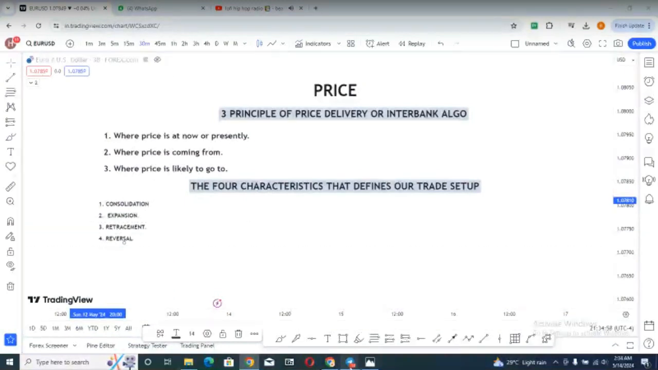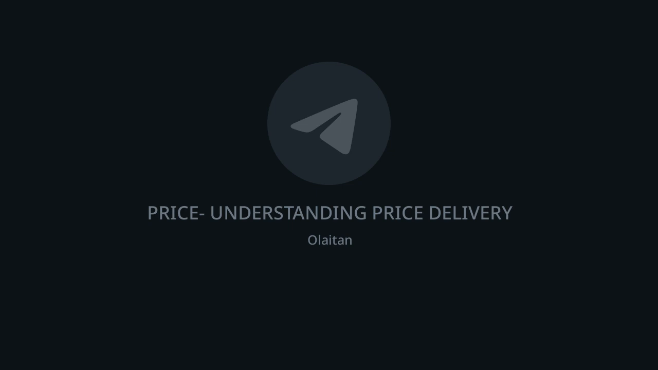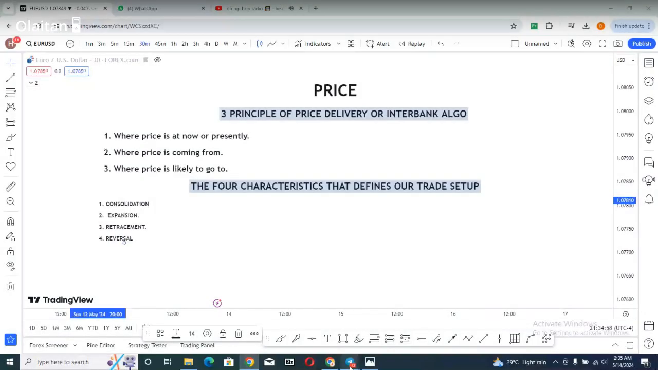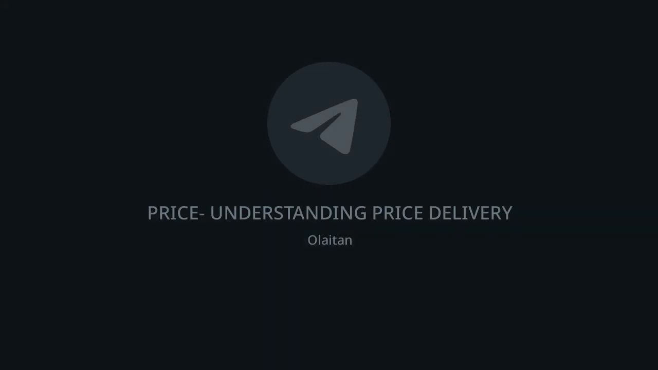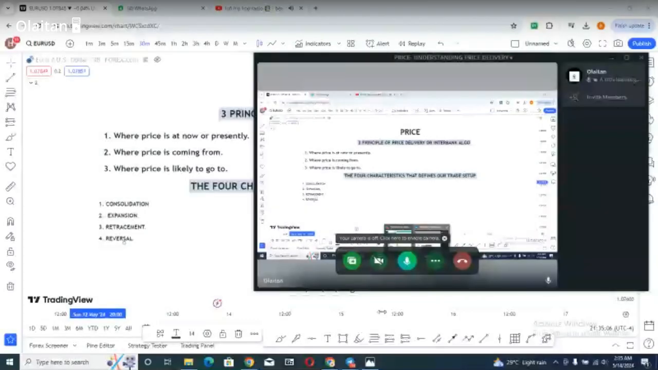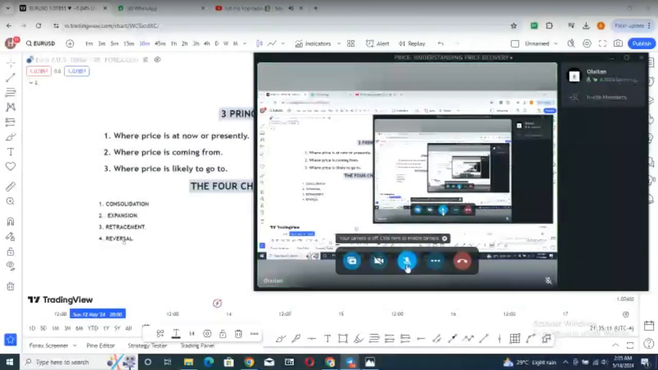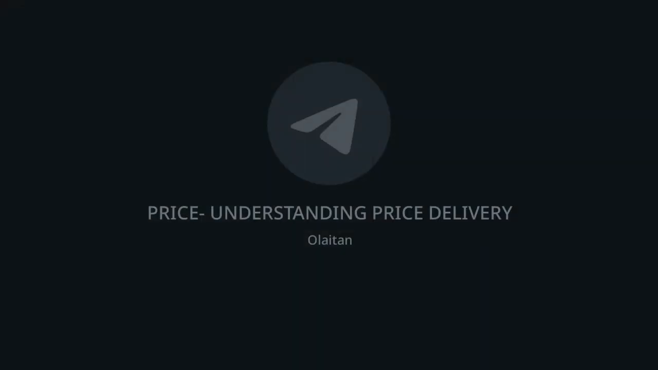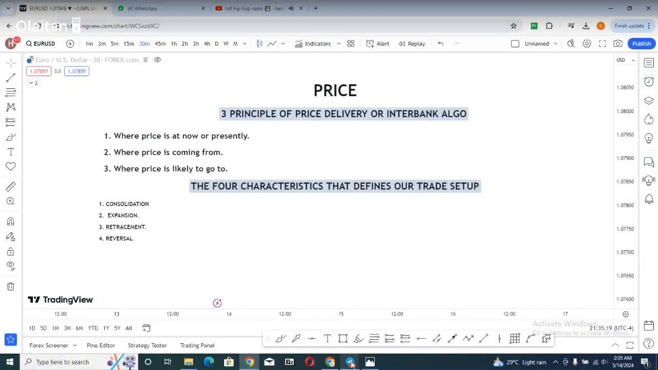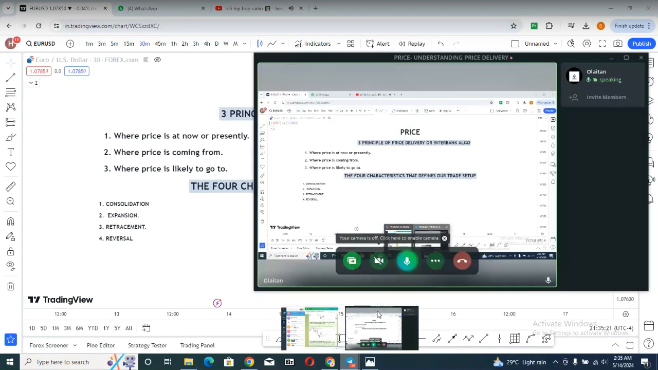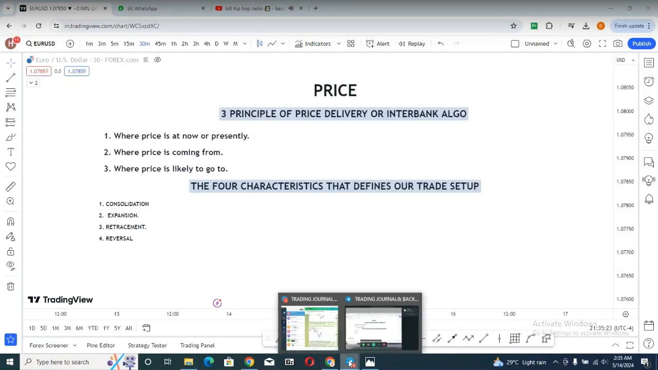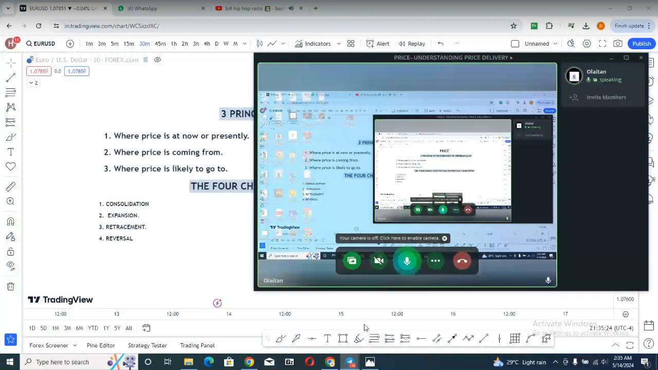So price is likely to do these four things. I need you to really understand this part. Write it down, jot it down, and understand these things I've taught you.